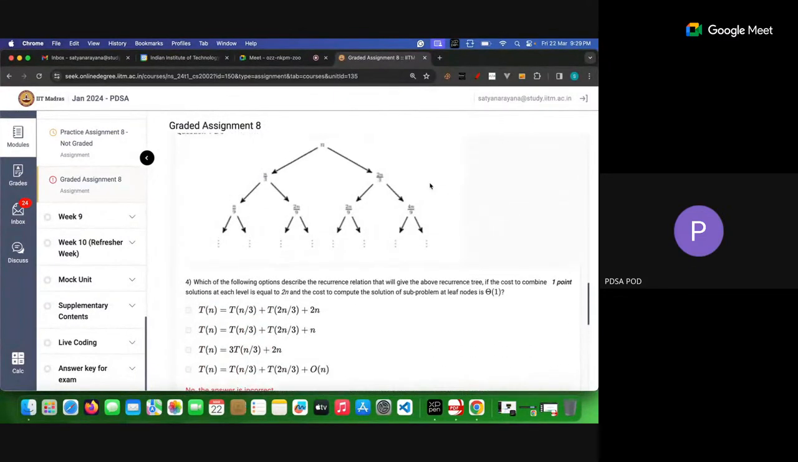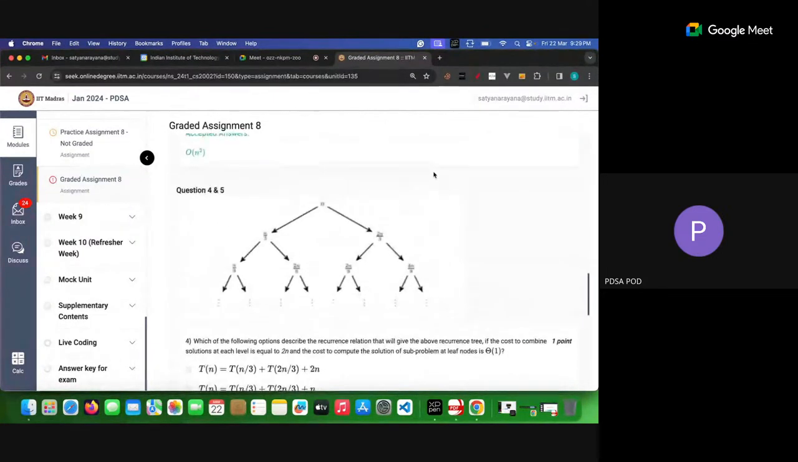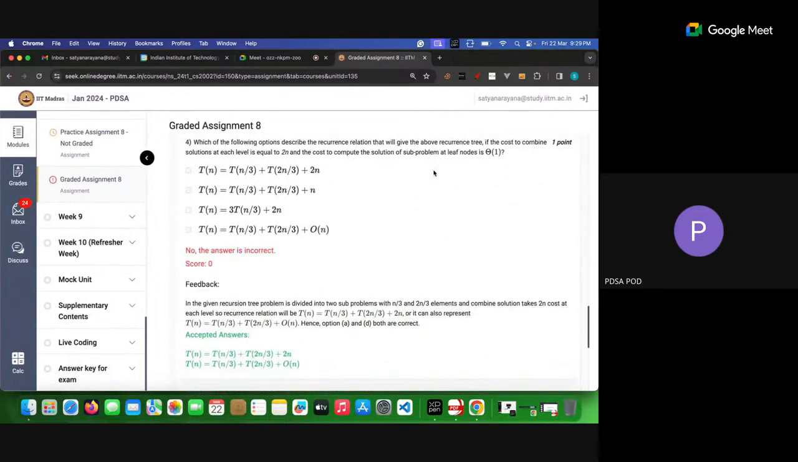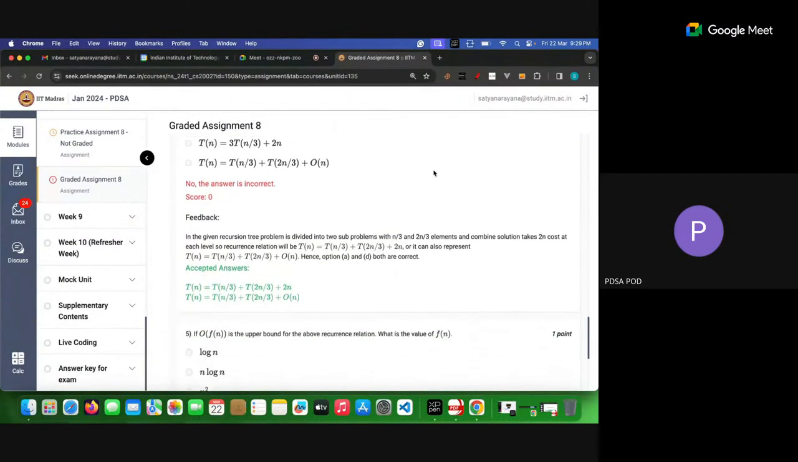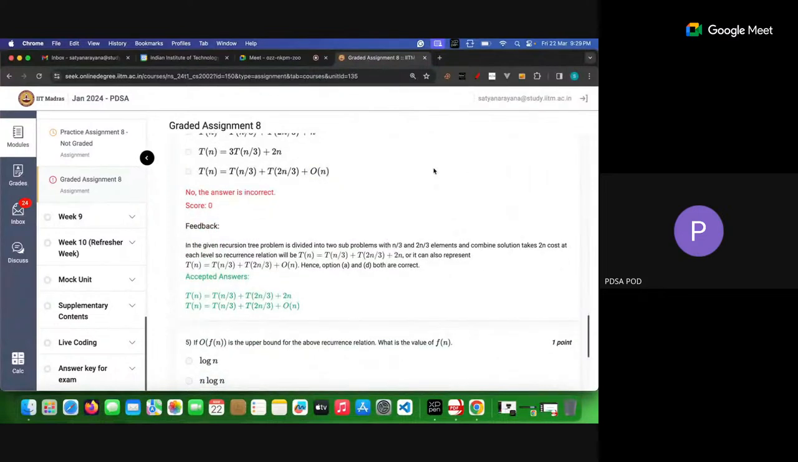Wait. In this case, the question is, where is that recursion? In the above recursion problem, it's n by 3. The feedback that was given says options A and D are correct. But here, it asks for the upper bound of the above recursion relation.